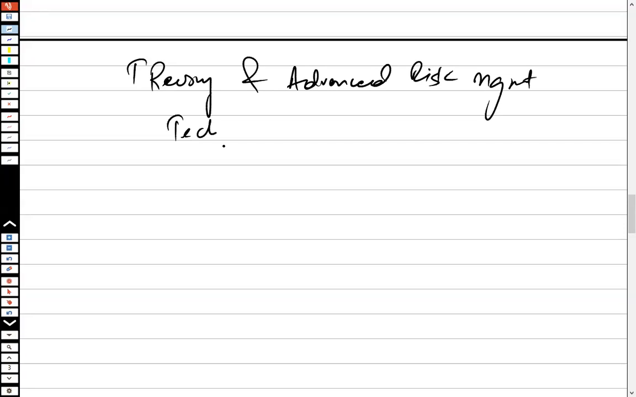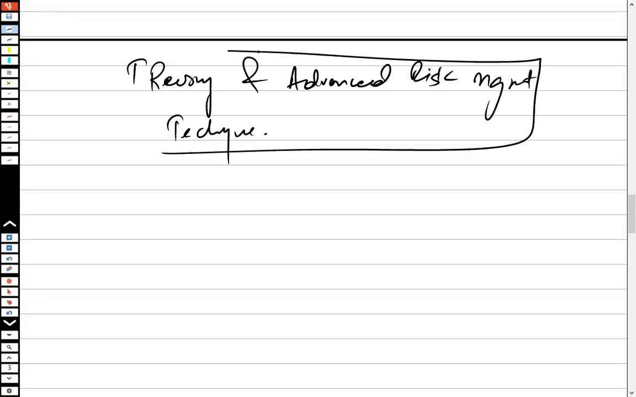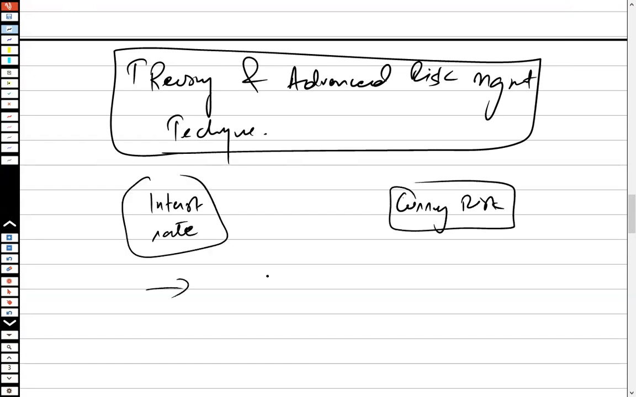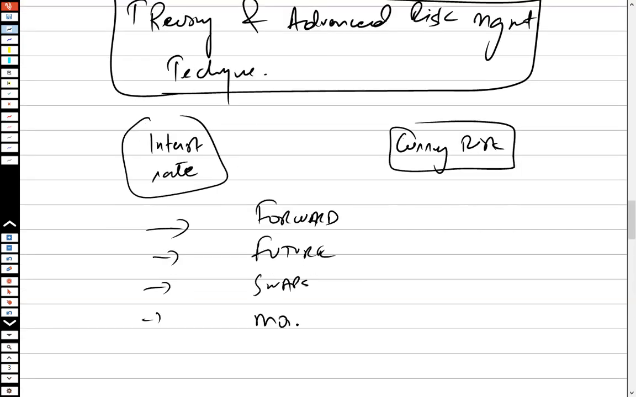The treasury and advanced risk management technique has two aspects: interest rate risk management and currency risk management. We'll be talking about different types of instruments, including forward contracts, futures contracts, swaps, the money market hedge, and lastly options.